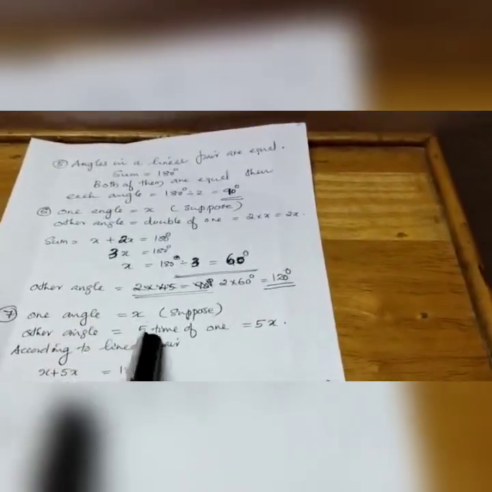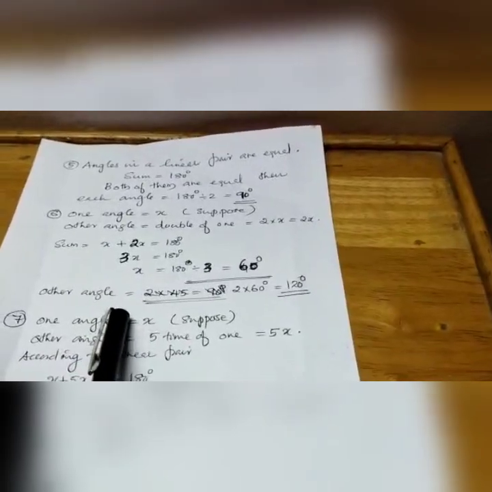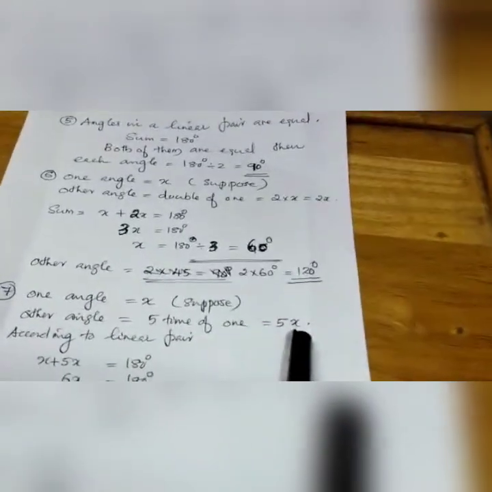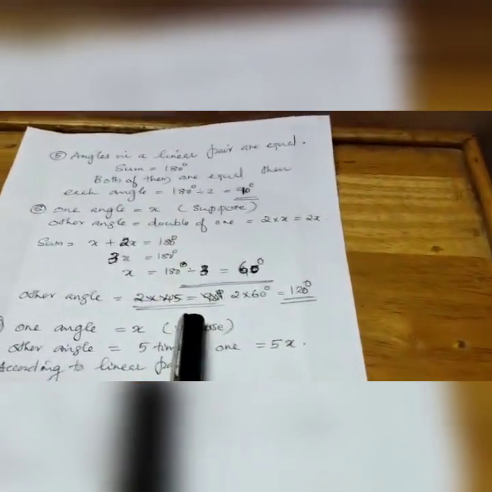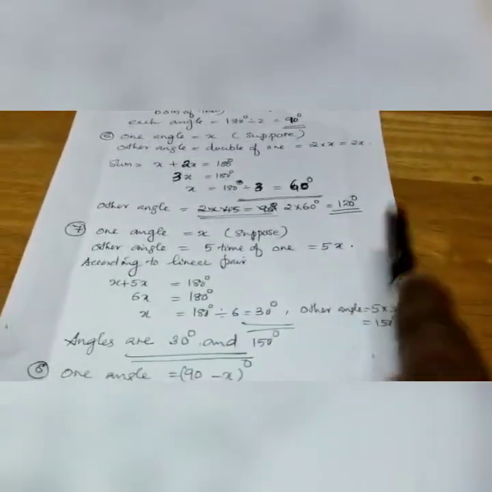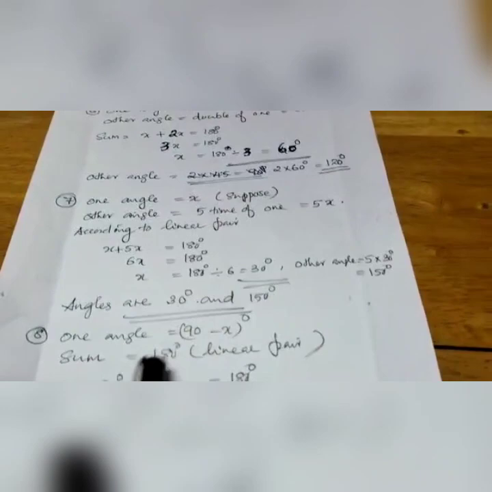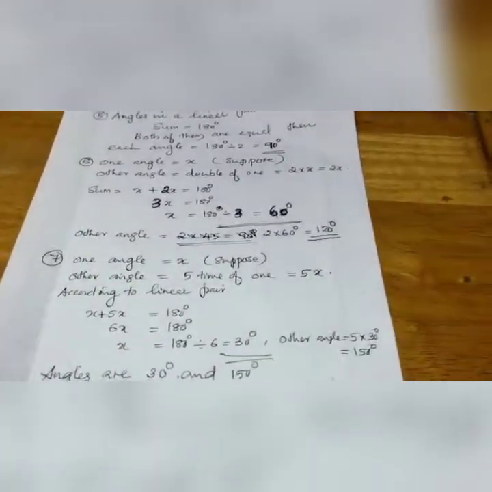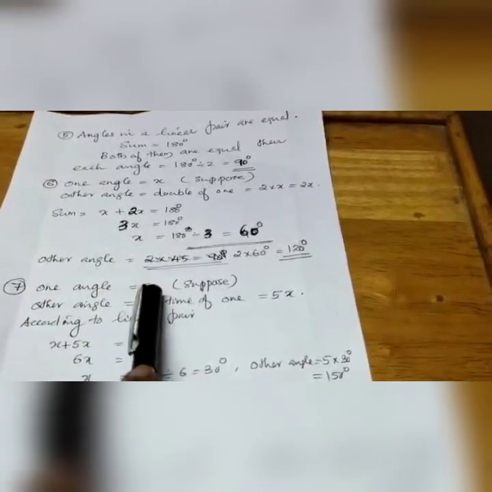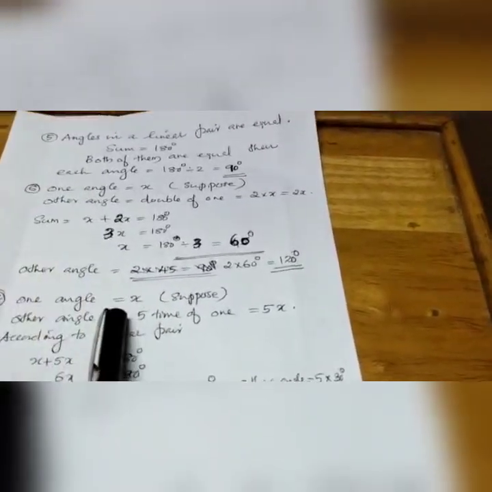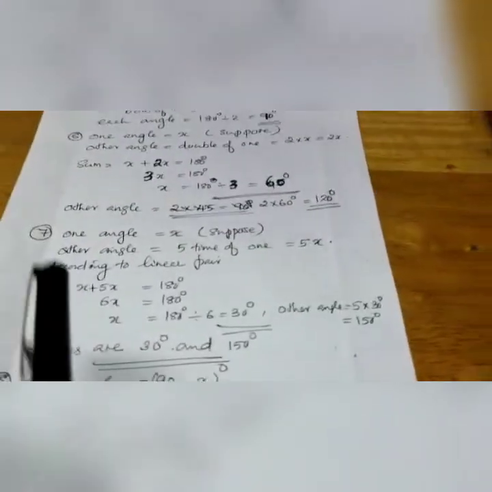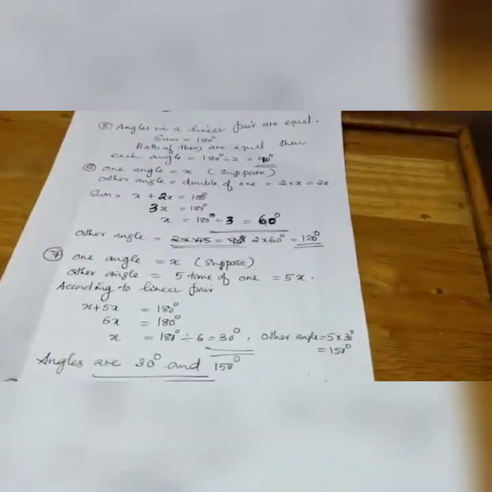Then the other angle is 5 times the first, that is 5 into x, that is 5x. One is x and the other is 5x. Then we add x plus 5x, that is equal to 180, the sum of angles in a linear pair. x plus 5x is 180.